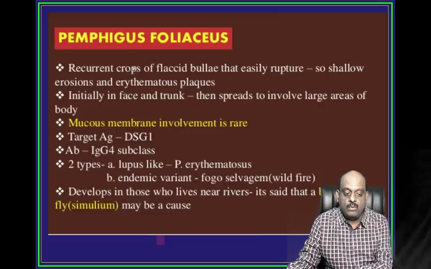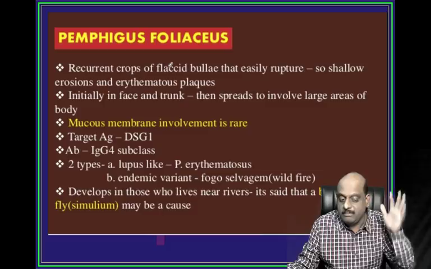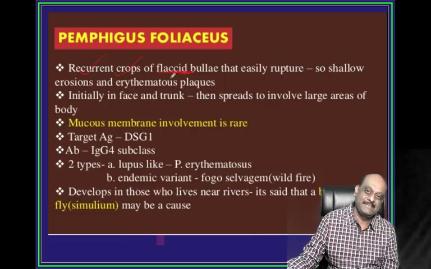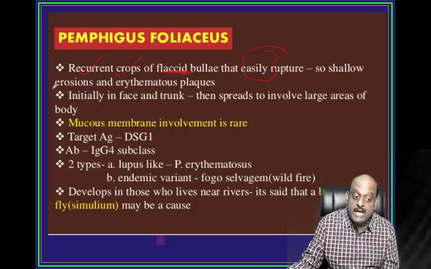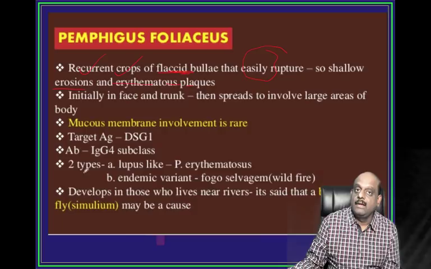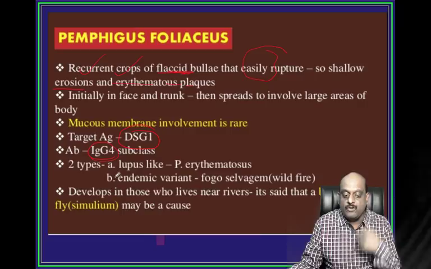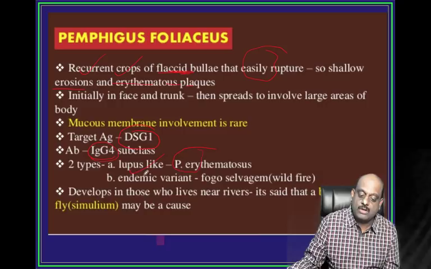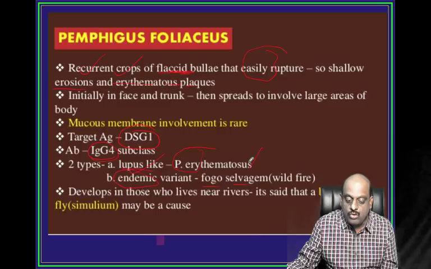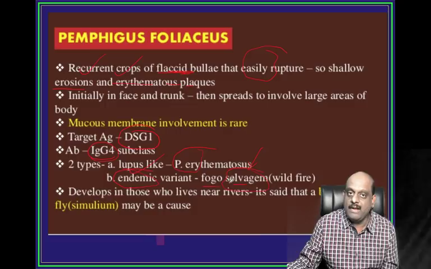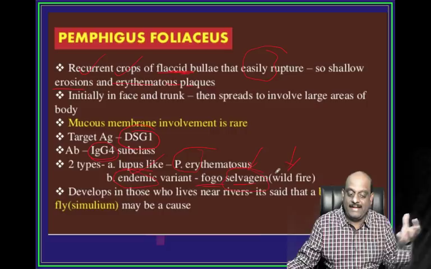So, pemphigus foliaceus in five lines. Recurrent crops of flaccid bullae that are easy to rupture, leaving shallow erosions and erythematous plaques. And what is the target antigen in pemphigus foliaceus? Desmoglein 1. And the antibody belongs to the immunoglobulin G4 subclass. And there are two types of presentation. One is lupus-like, which is called pemphigus erythematosus. The other is an endemic variant, which is called Fogo selvagem. It is also called wildfire, the other name given for the endemic variant.